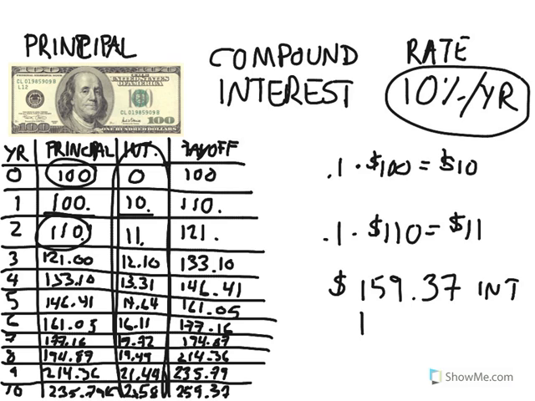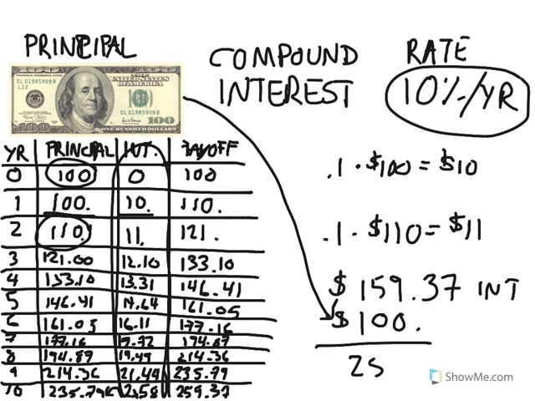You have that $100 principal of the loan, right? That's from here. And you add it together. $259.37 is the total amount to pay off at the end of 10 years, the full loan, which is represented in that last cell of our table, the total payoff after 10 years.